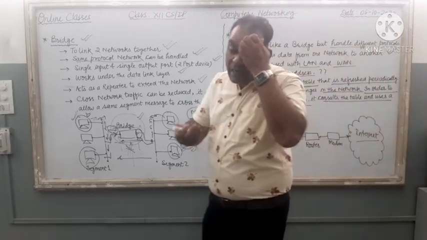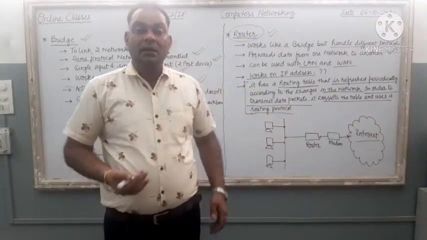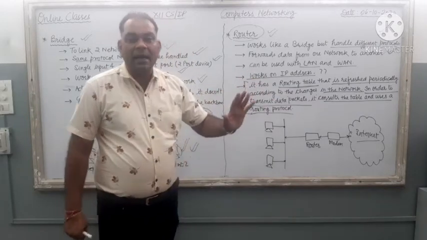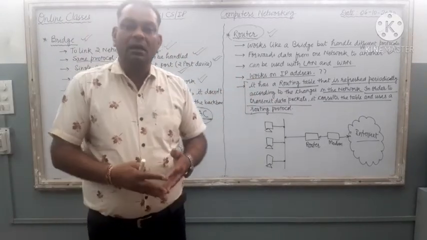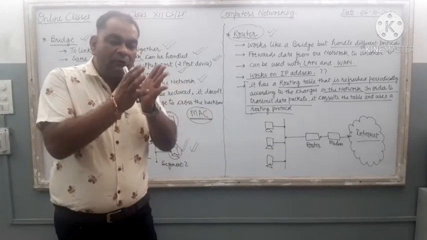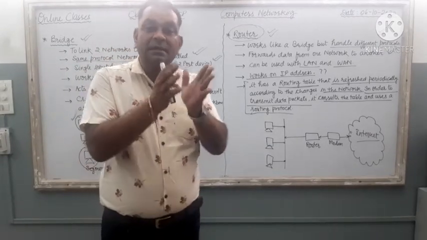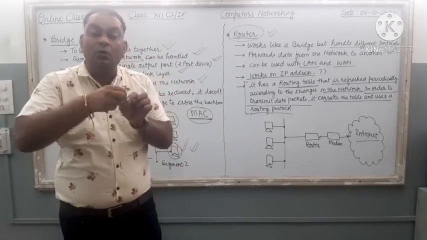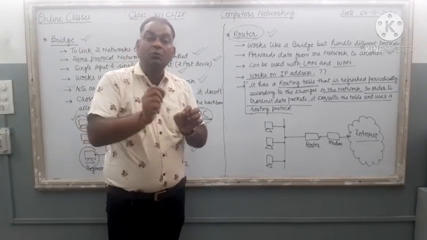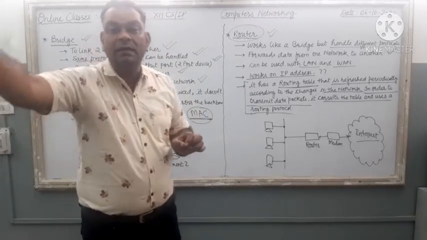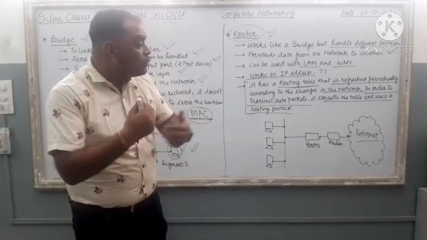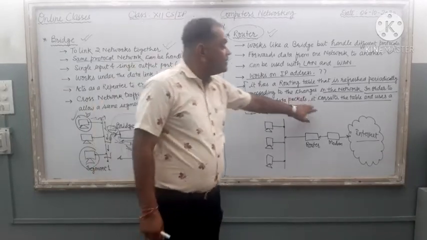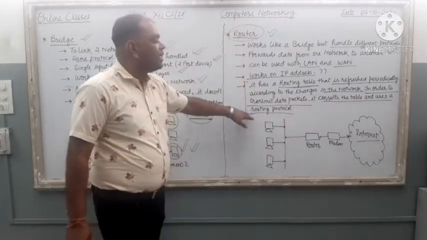Where is this routing table required? If the router is going to send data packets to a specific computer, then the router first checks the location of that PC, checks the IP address of that PC, and then checks the proper route, which route is available to transmit the data to that particular computer. This route is defined in this routing table. Right? So it consults the table and uses a routing protocol.